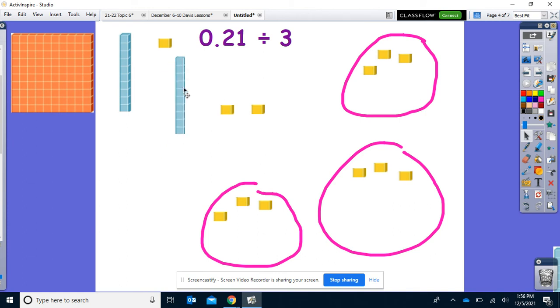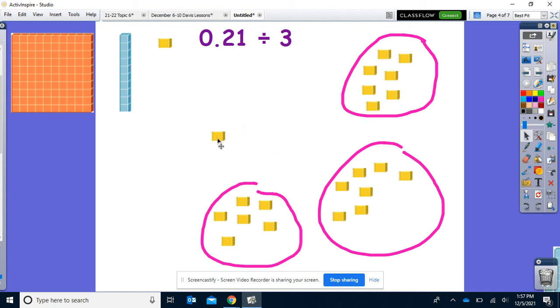So now I have to trade this tenth in for 10 hundredths again: 1, 2, 3, 4, 5, 6, 7, 8, 9, 10 hundredths. And now I see that what I have left is 3 hundredths, so I can give each group one more. And when I count what's in one group, 1, 2, 3, 4, 5, 6, 7 hundredths, which is what we got the first time.